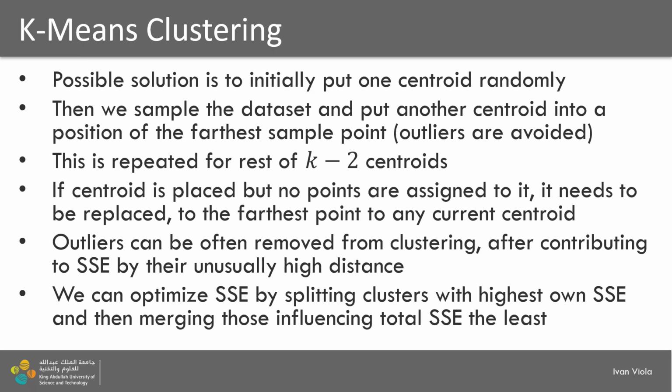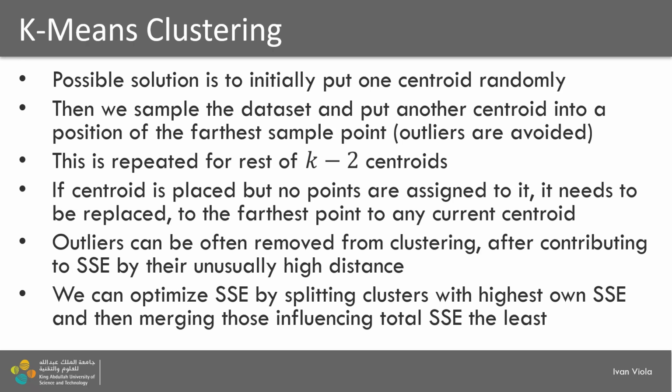There could be a solution which might lead to a satisfactory outcome in the following way. We can initially put one centroid in a random position. Then we sample the data set and put another centroid into the position of the furthest sample point. And why we sample is twofold. One reason is we do not want to go through all the points. And the second is that if we sample, most likely we will not sample outliers because they are so few and it's unlikely to pick them as samples.